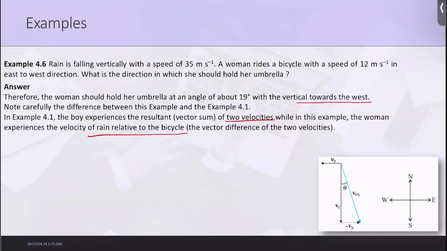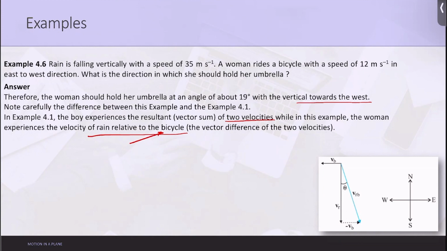So this was the only difference, just an analogical part of how we understand the situation. Here, the boy experienced the resultant velocity, while in this example, the woman experienced the velocity of rain relative to the bicycle. So that is the only difference.